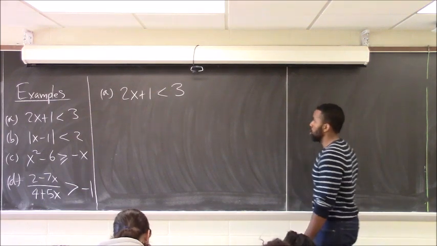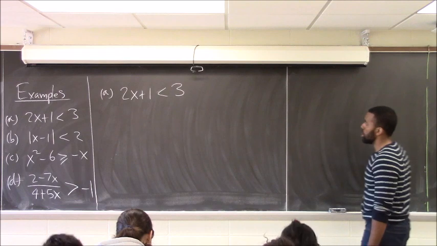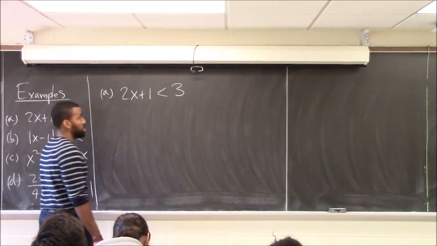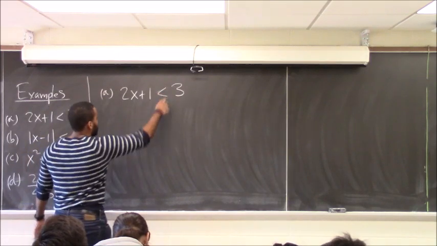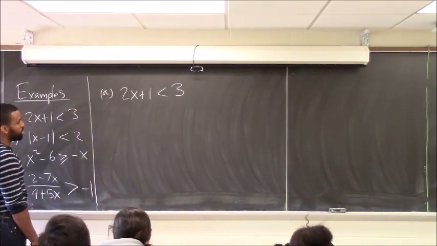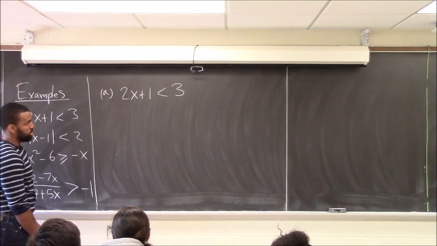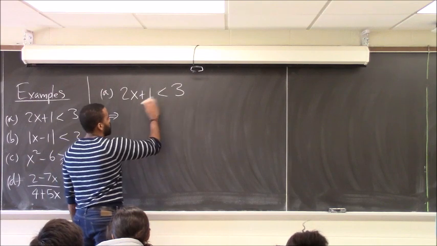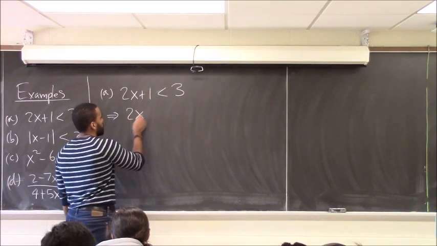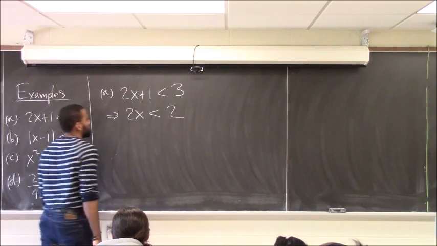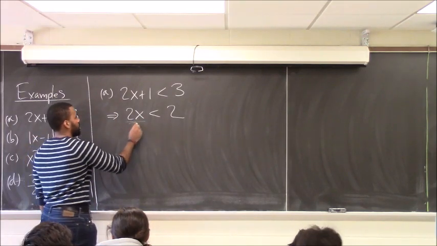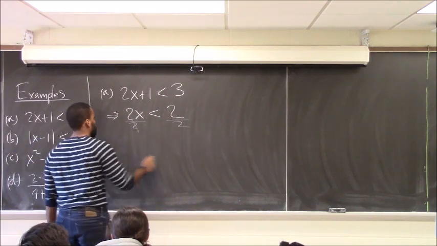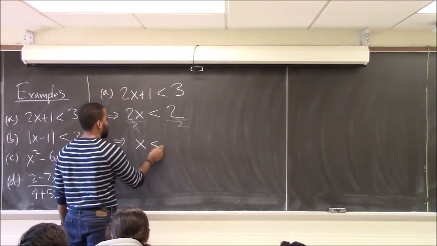So what we're going to do is essentially pretend it's an equal sign. Pretend this says equals, then it would look like an equation, a linear equation. So we kind of do the same thing. Isolate the x is what we want to do in that situation. We subtract 1 from both sides. Then I'm going to divide both sides by 2. So this is going to be x is less than 1.